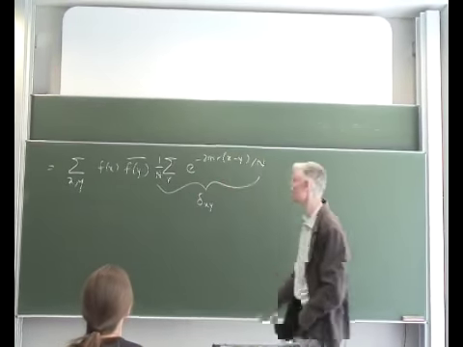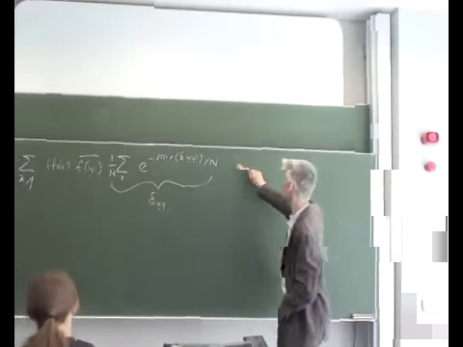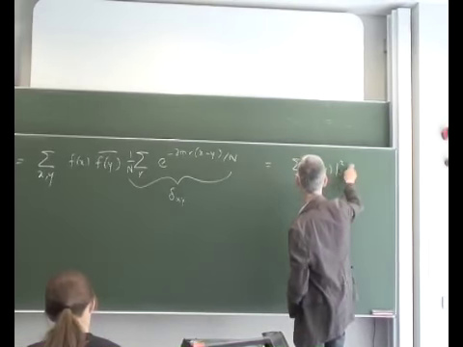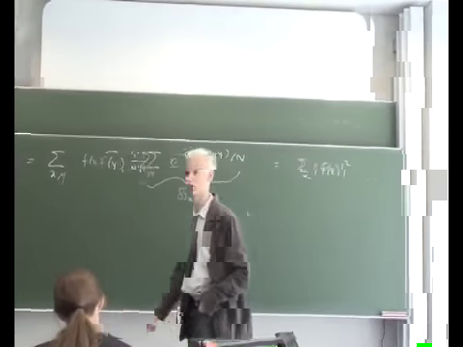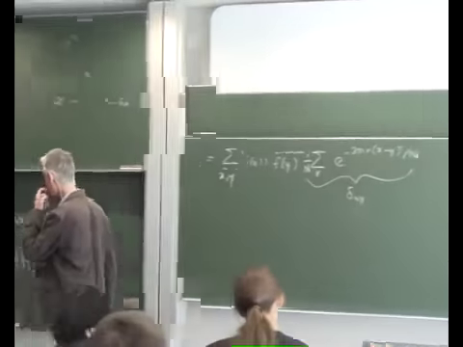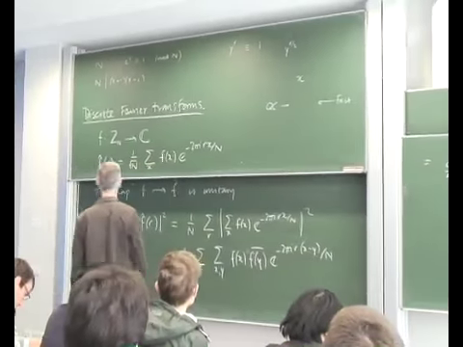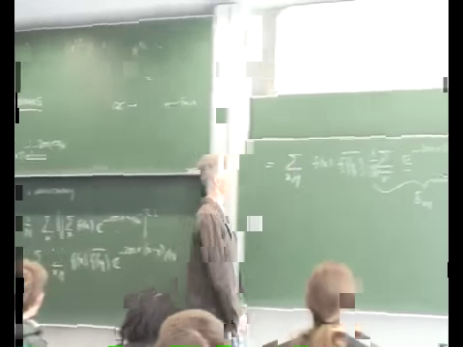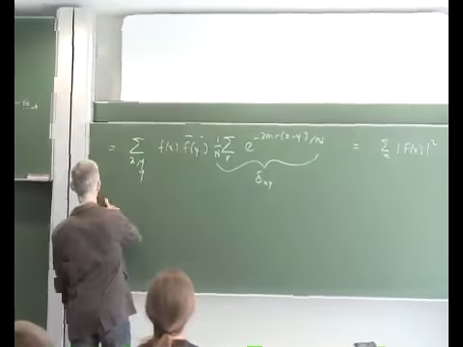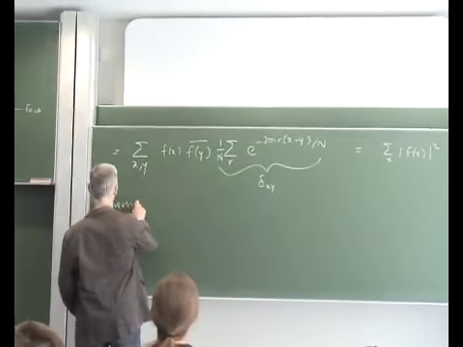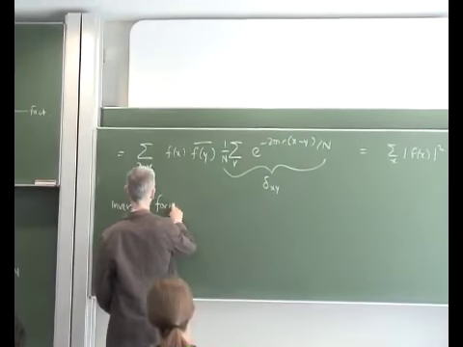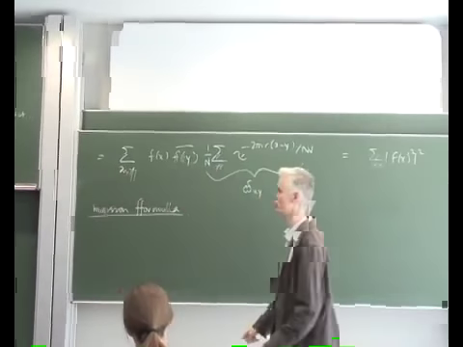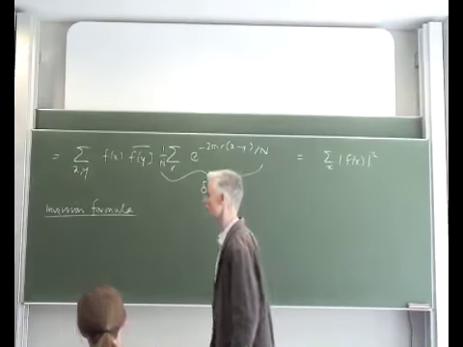So this easily works out to be delta xy, and therefore this is the sum over x of |f(x)| squared, which is exactly what we wanted it to be. Just a direct verification. And the other thing which you can check in exactly the same sort of way is the inversion formula. I'm going to do a number of little calculations like this.